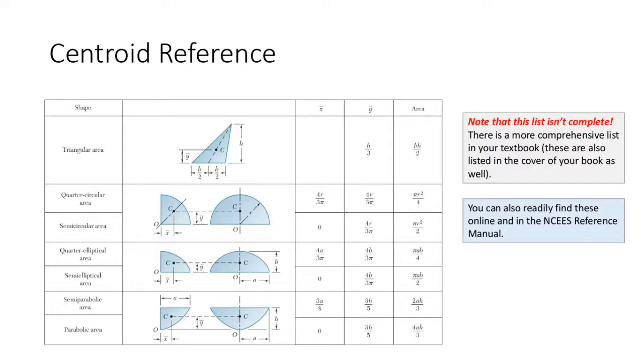NCEES stands for the National Council of Examiners for Engineers and Surveyors. It's a mouthful. They write the FE exam. And so hold on, let me stop. Is everybody in here aware of the FE exam? Maybe I should start from square one.